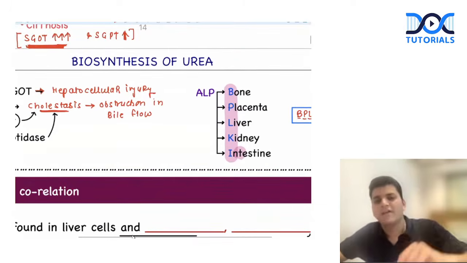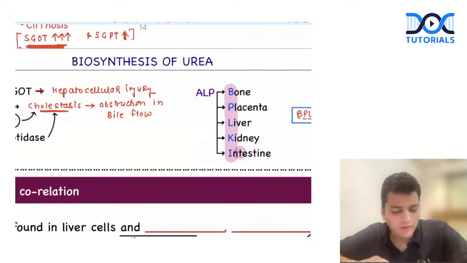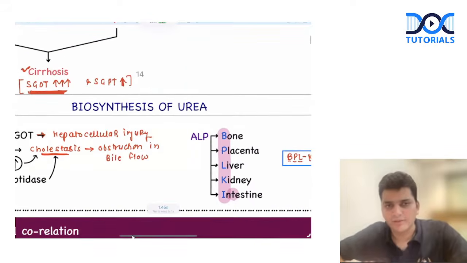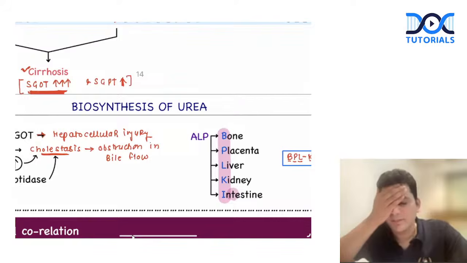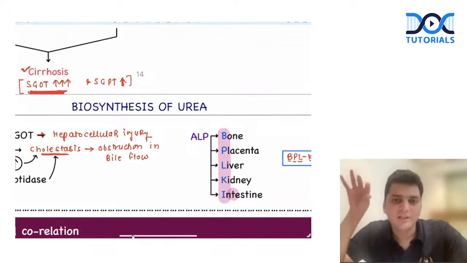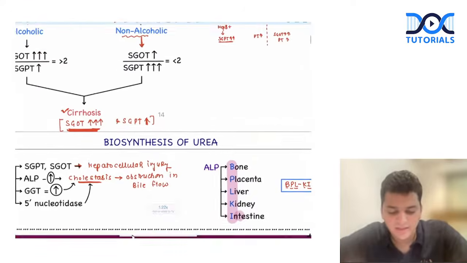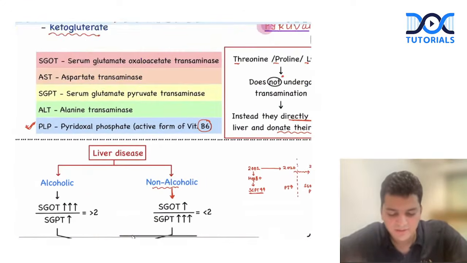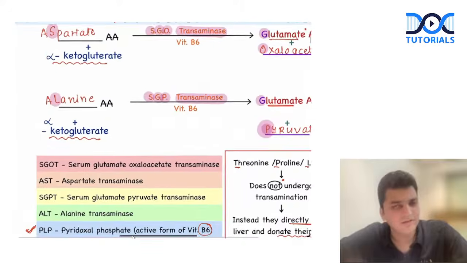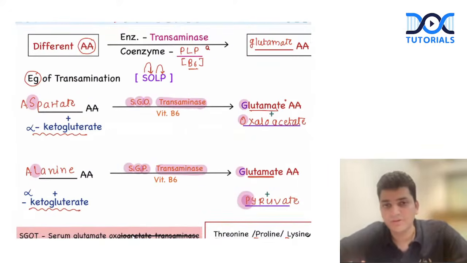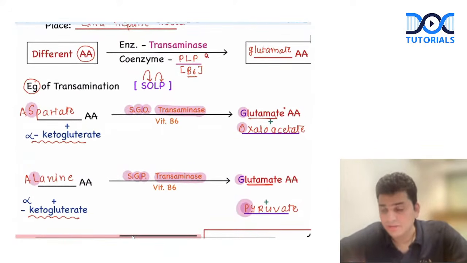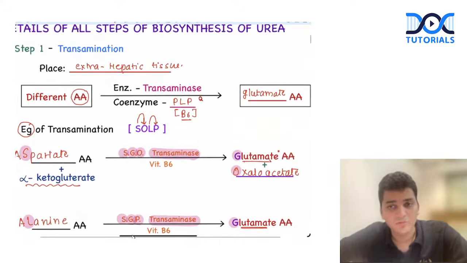But okay, now I have a question for you. You have understood what SGOT and SGPT are. But tell me, SGOT and SGPT, where are they working, in the liver or in the extrahepatic tissue? They are the enzymes of transamination, and where is the transamination happening? Is it happening in the liver, or in the extrahepatic tissue? The transamination is happening in the extrahepatic tissue, right?